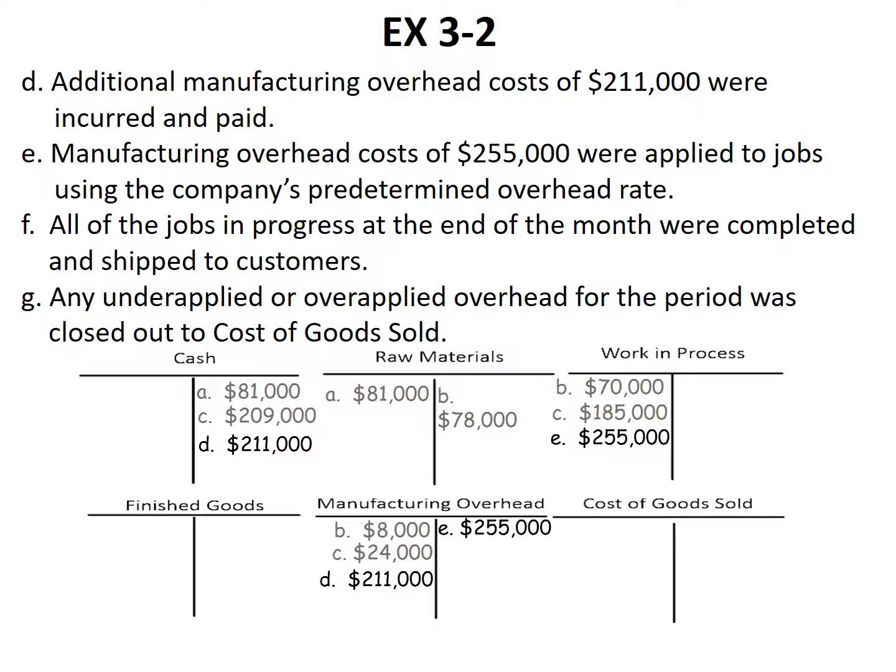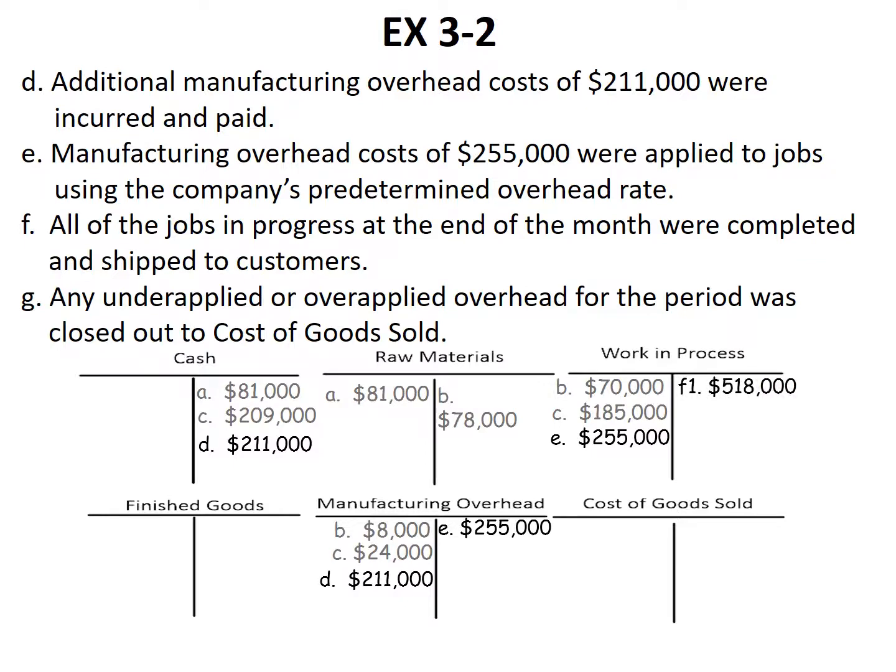Okay, then F. All of the jobs in progress at the end of the month were completed and shipped to customers. So let's record the completed portion first. If a job is completed, it's removed from work in process and moved into finished goods. In this case, the total amount of work in process was completed and moved to finished goods.